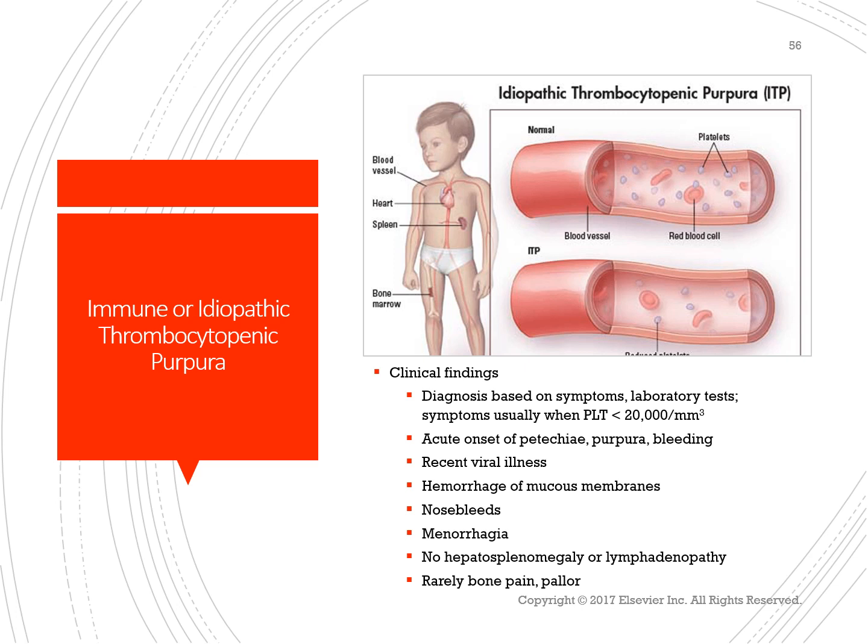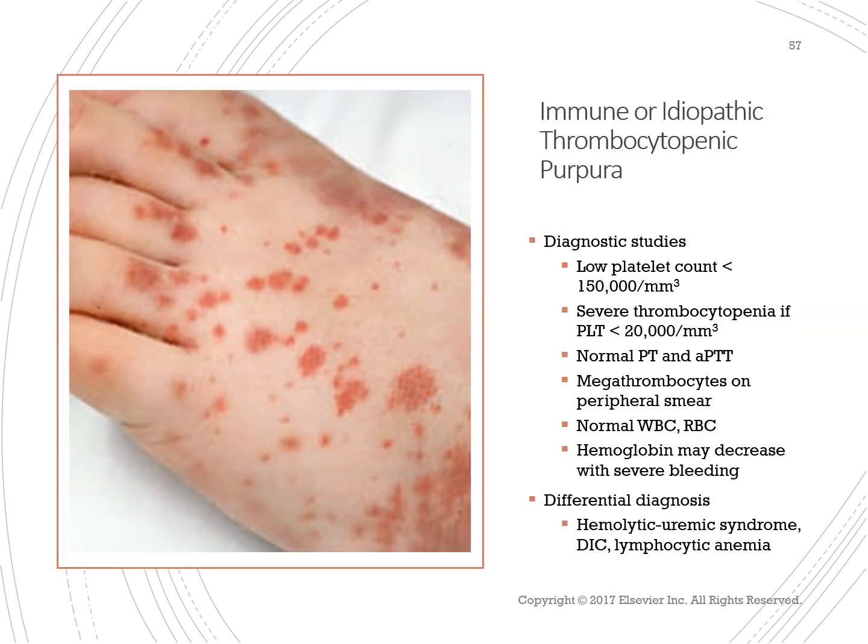Clinical findings, the diagnosis is going to be based on symptoms and their laboratory tests, and so that's usually when your platelets are going to be less than 20,000. They have an acute onset of petechiae, purpura, and bleeding. And again, these kids have usually had a recent viral illness. They may have hemorrhage of the mucous membranes, nosebleeds, menorrhagia. Usually there's not going to be any hepatosplenomegaly or lymphadenopathy, and they very rarely have bone pain or pallor. This is a picture of what the purpura look like.